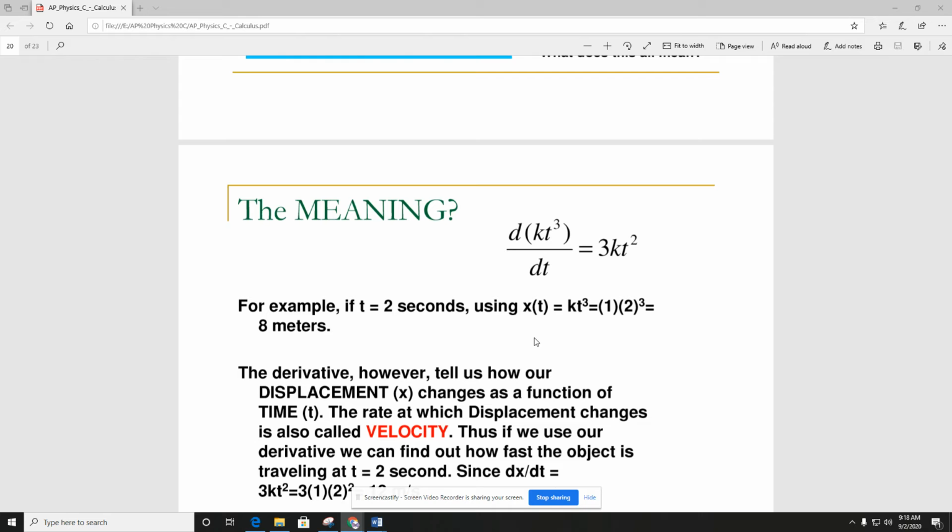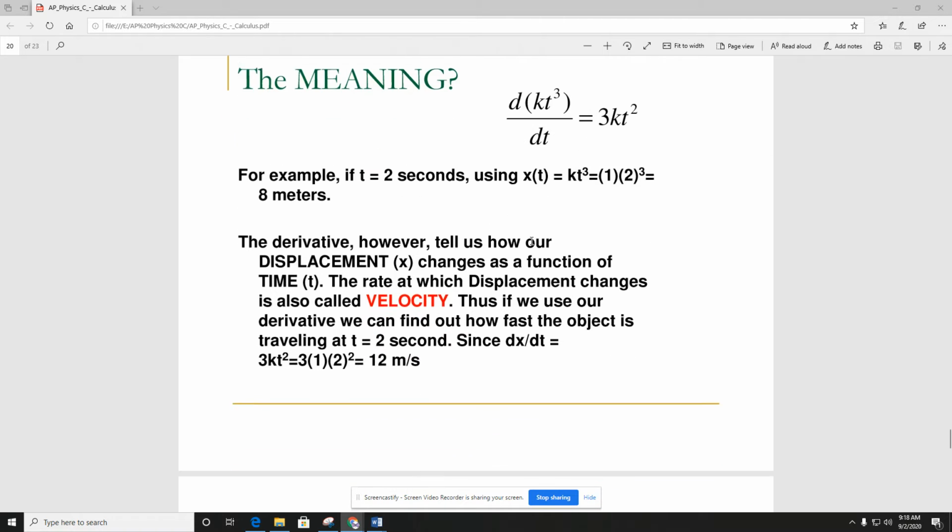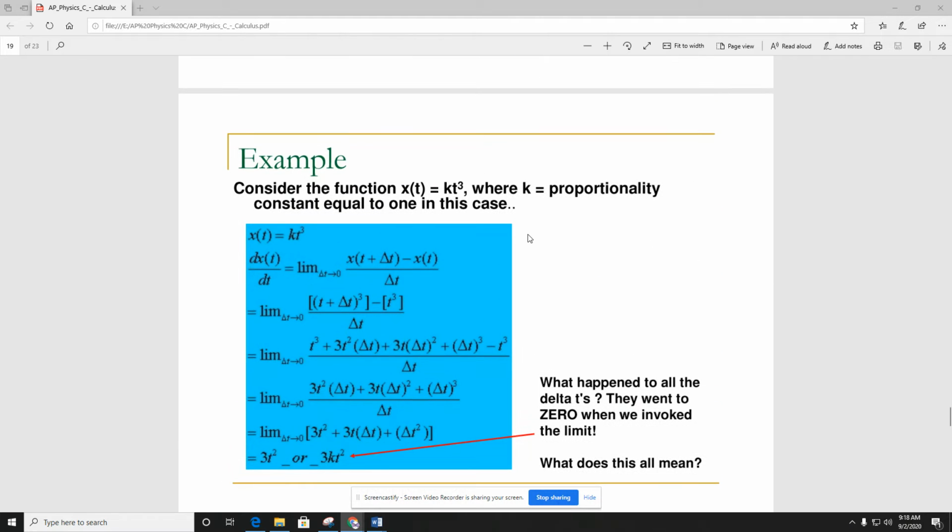All right, apparently we need a part 3 now because I ran out of time. So let's talk about the final steps of this, okay? So this was the other example they showed you, okay? X of t equals k times t cubed.